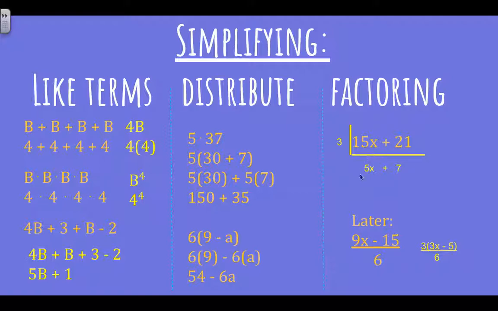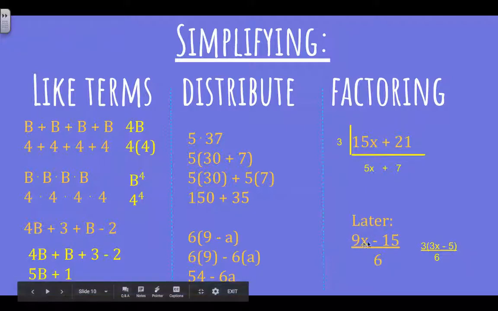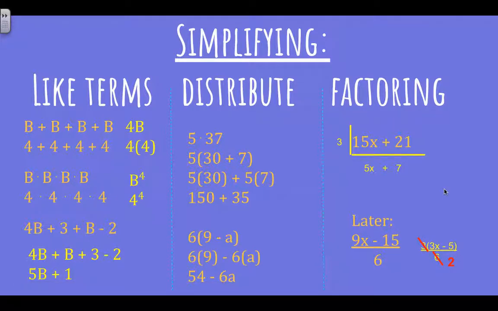The reason they do this is because in a few years they'll be expected to factor out this expression to simplify the whole fraction. Once they get here, the 3 and the 6 can be simplified. The 6 turns into a 2, and the 3 gets canceled out because you can divide both by 3. So the final expression would be 3x minus 5 divided by 2. But that's 7th or 8th grade.